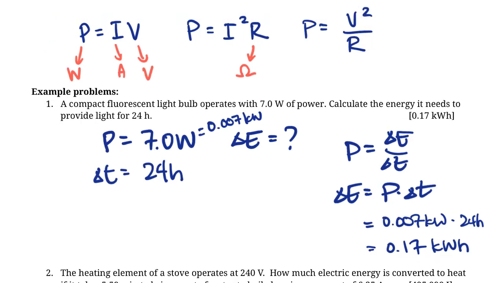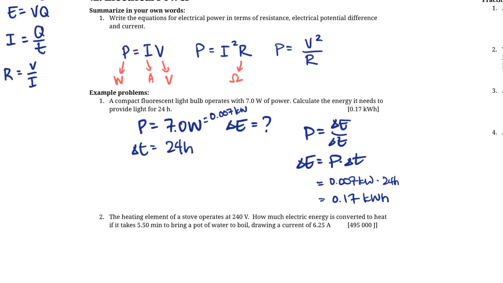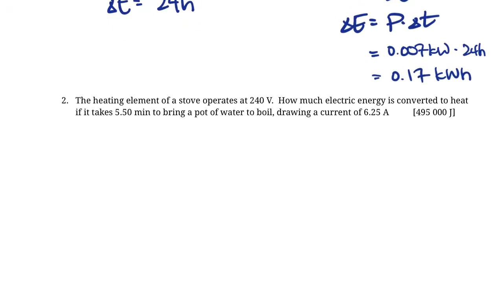But we didn't get to use those fancy equations on top. Let's see if the next one we have to do that. So a heating element of a stove operates at 240 volts. This is common for a stove to operate at a higher voltage than the rest of the appliances, because anything involving heating requires a lot of power. So anyways, 240 volts, that's our electric potential difference.